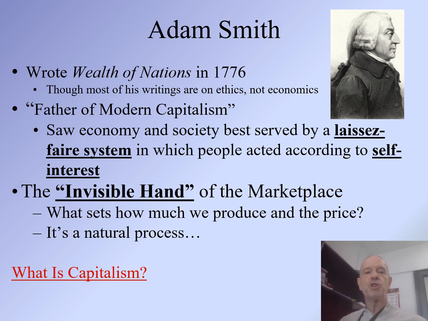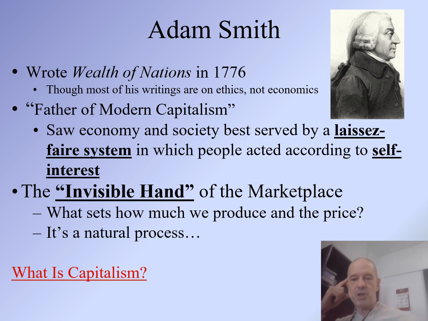He wrote a book called Wealth of Nations, and he wrote it in 1776. For those of you who know U.S. history a little bit, that was the year of the Declaration of Independence, and many Americans, because the United States considers itself a model of a capitalist society, say, wow, we become an independent country the same year that the book, the Bible, as it were, of capitalism is published. He is considered the father of modern capitalism, and he rejected mercantilism.